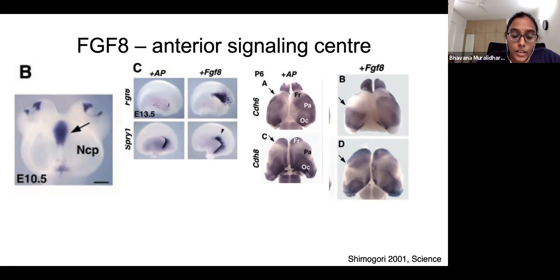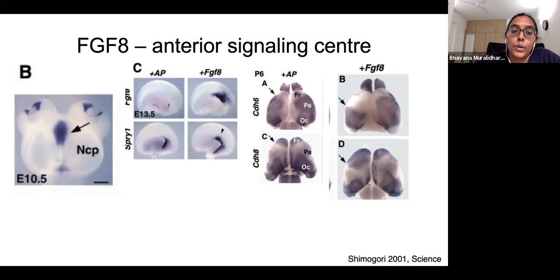So from Elizabeth Grove's lab, Tomomi Shimogori, who was her postdoc back then and now is a celebrated developmental neurobiologist at the Riken Center, asked the question: what is the function of this FGF8 center, and is it involved in patterning of the forebrain or the cortex specifically?